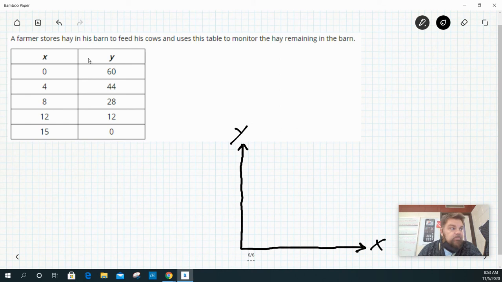Now, it says a monitor remaining in the barn. So I'm going to assume that x is like some sort of time, and I think the time would be days, right? Time in days. And then what's left over is the number of bales because it says hay. So I'm going to say bales of hay for this one.